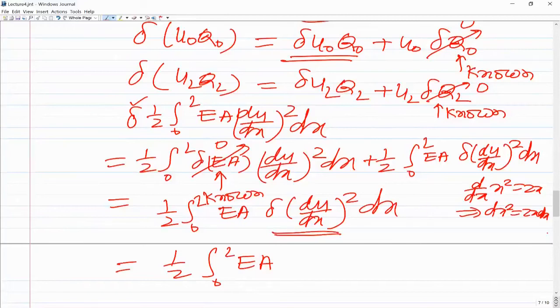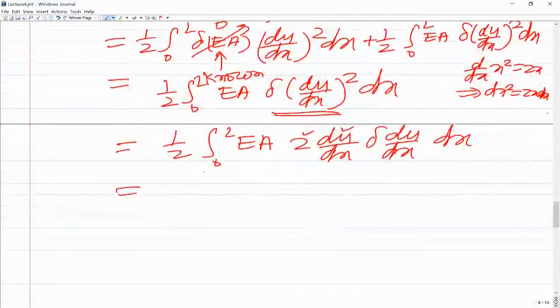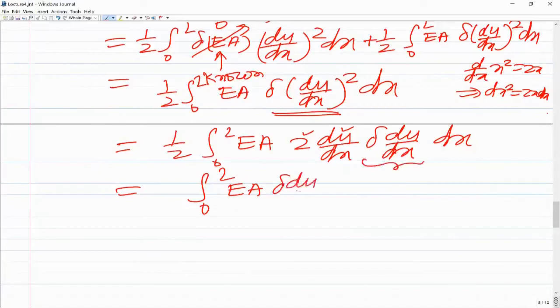So now delta of du by dx would be twice of du by dx into delta of du by dx, exactly the way you have d of x square is equal to 2x dx. So in the same way I have written 2 here, and now in place of x you have du by dx, and then delta of du by dx, and then integral of course d by dx. So finally the half gets cancelled, and you can write this as integral 0 to L EA, and of course you can write any one term first and this at the end, delta of du by dx into du by dx dx.